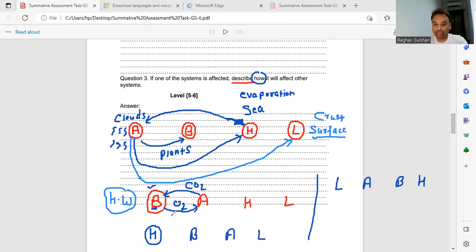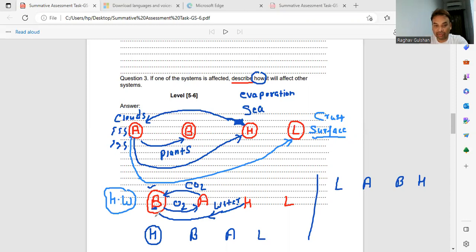Now, how the biosphere is affecting the hydrosphere, right? So in the biosphere, again, we have plants, we have animals, so they are taking the water. Plants, animals, everyone, they are taking the water from the hydrosphere, right? So again, there is a cyclic process between the biosphere and the hydrosphere, right?